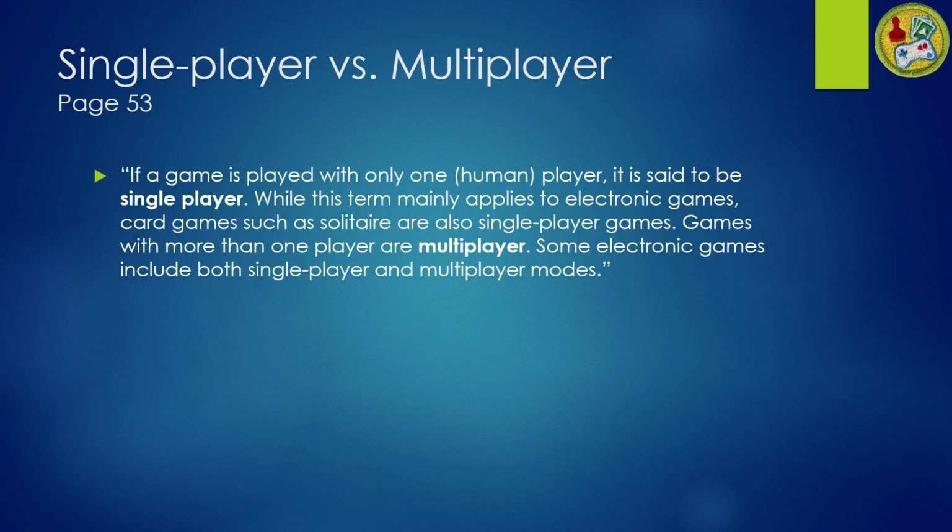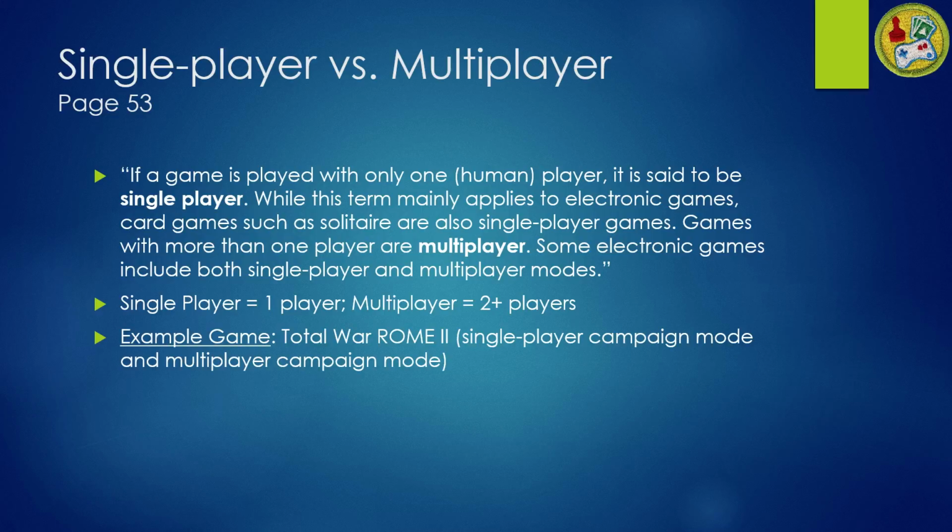Some electronic games include both single-player and multiplayer modes. So, obviously single-player is one player, and multiplayer is two or more players. Our example game is Total War Rome 2. There's a single-player campaign mode where you can play alone against the AI, and there's a multiplayer campaign mode where you can play with or against another person.